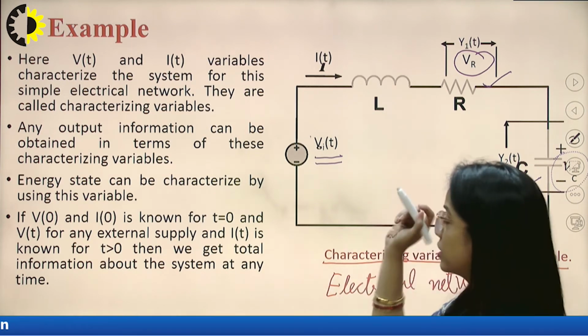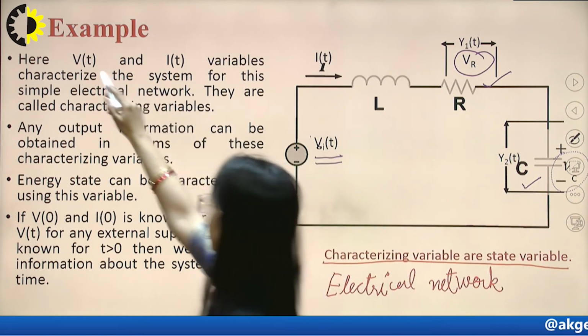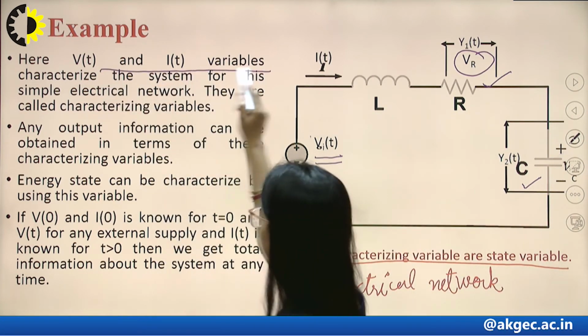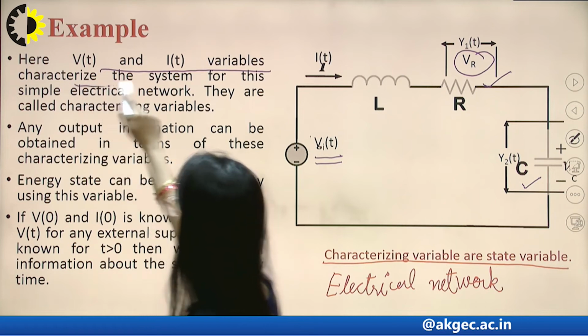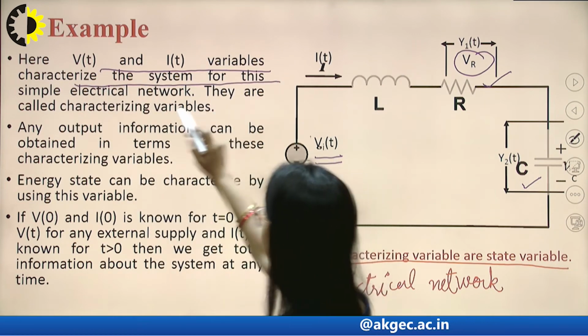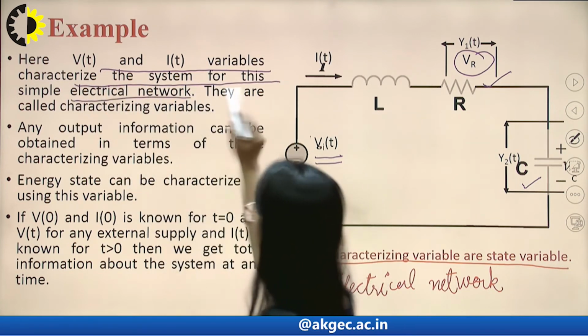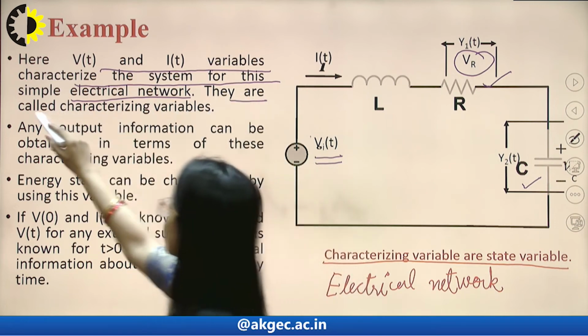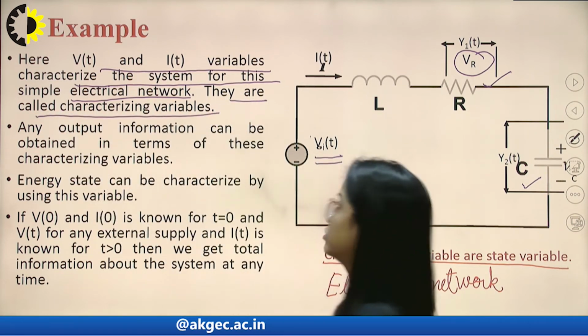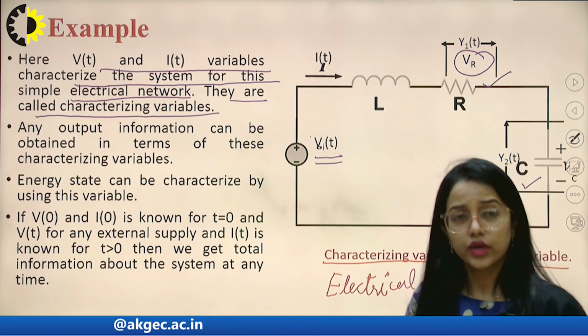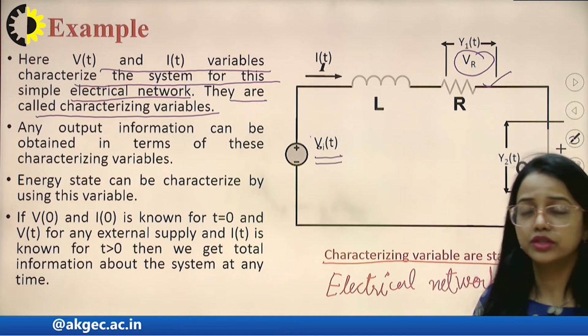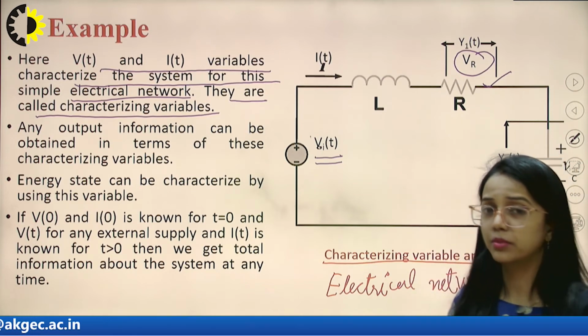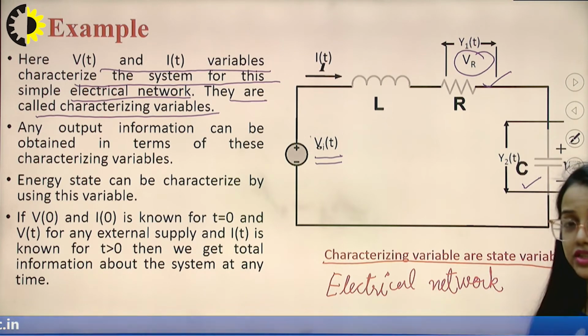So here we can see that V of t and i of t are variables that characterize the system for this simple electrical network. They are called characterizing variables. How can they characterize the system? How can they characterize this network? Depending upon the voltage, we will have the current.